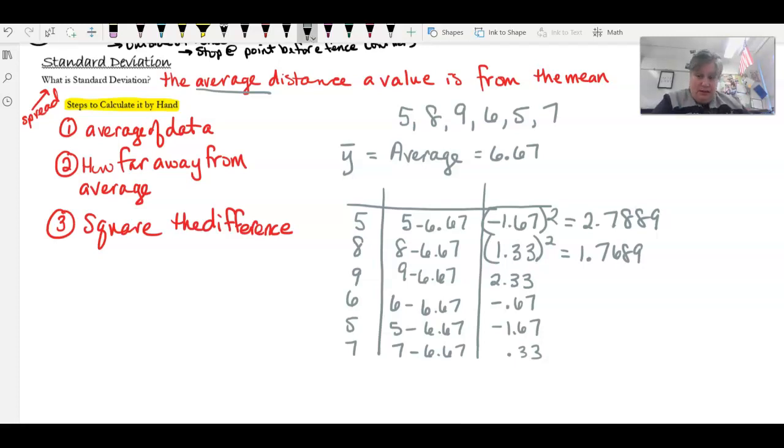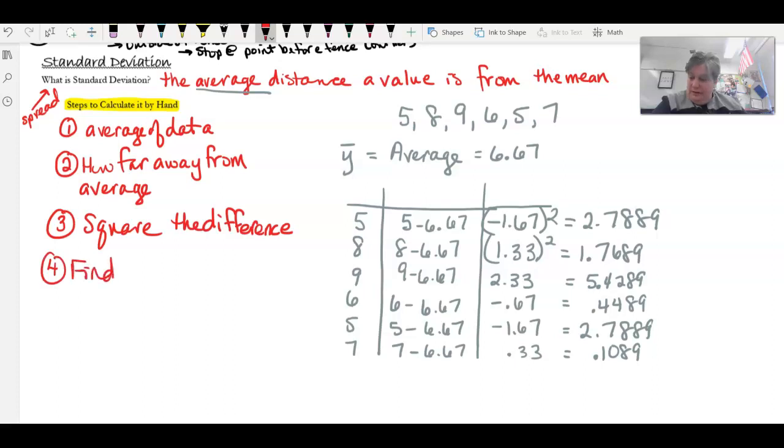Okay, so finish that table. Now that we have those distances, we are going to add them. We're going to find the sum of this. So you're going to add all those up. And what we found was a sum of 13.334.